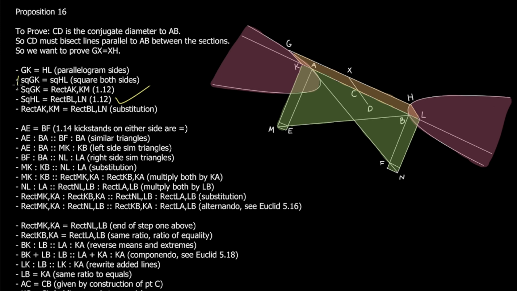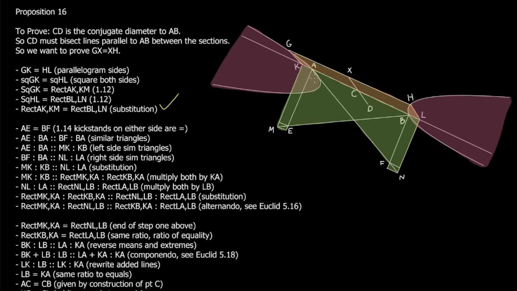So then if we have the square on GK is equal to the square on HL, and GK is equal to this rectangle, and HL is equal to this rectangle, then we substitute, and these two rectangles are also equal. That's our step 1.